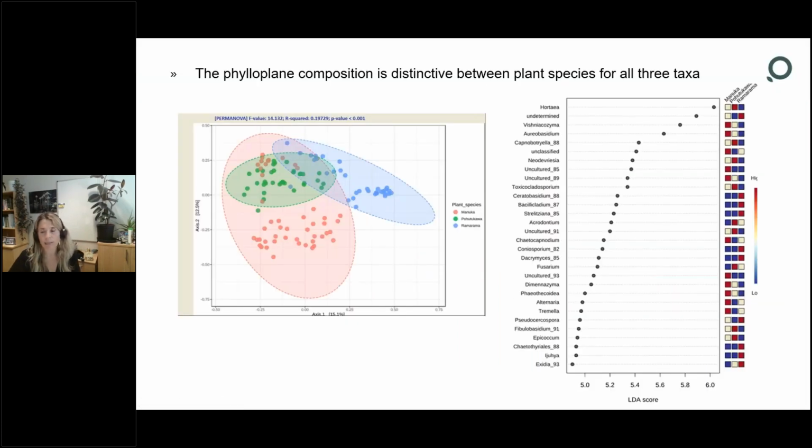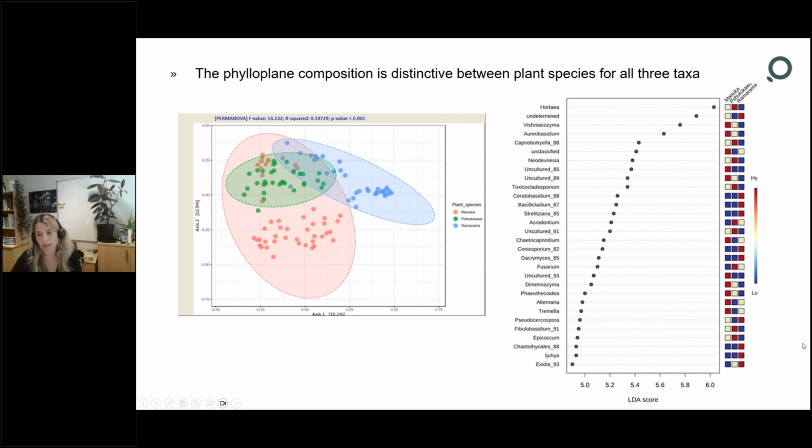And this is one of the pieces of information that we found. So the phylloplane composition is distinctive between the plant species for all 3 taxa. There was some overlap, so you can see here the NMDS plot for mānuka, pōhutakawa, and ramarama, and you can see a large diversity for mānuka, which encapsulates the pōhutakawa diversity, and then the ramarama, which is distinctly different.